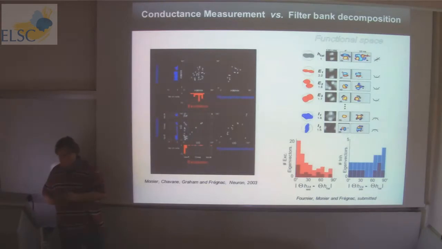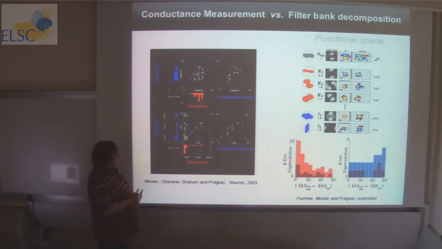Right. So now if I look in the literature, I look at my own work with my colleagues, Meunier, Chavane, Graham, in Neuron 2003, where we measured directly the input conductance to the cells. So we recorded a cell, we went into voltage clamp, and we made measures of the excitatory and inhibitory conductance going to the cell. And our findings were the following.